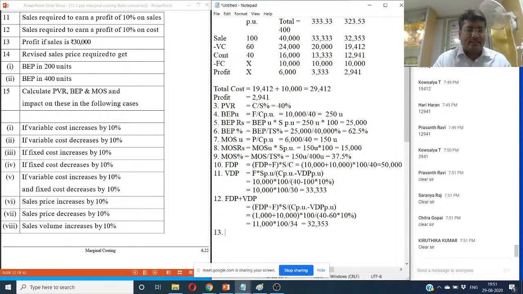We have to calculate the profit if sales is 30,000. The formula for the profit is very simple. What's that? Sales into PVR minus fixed costs. It's very simple, isn't it?